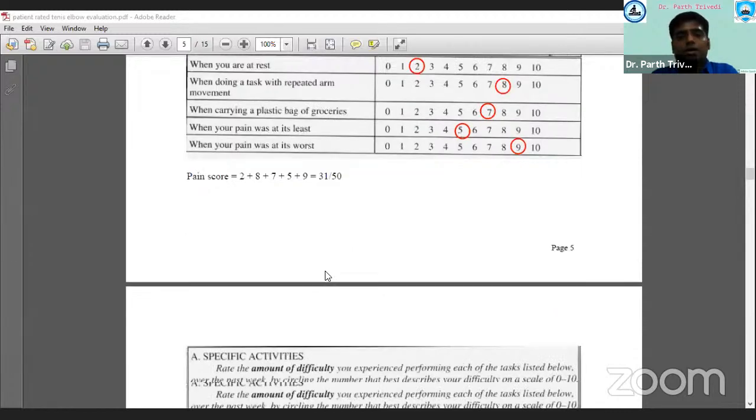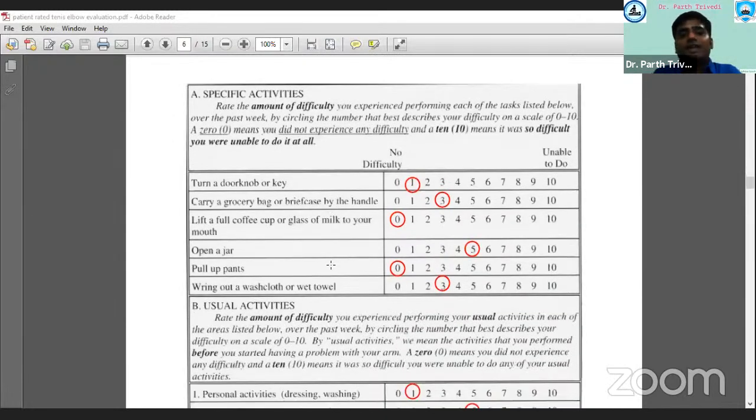So here you'll get a total. The activities are again divided into two: specific activities and usual activities. Like if you are turning a doorknob, carrying grocery bags, opening a jar, pulling up your pants, washing towels or wringing them out. What kind of difficulties are you facing? Please see, this is not pain. This is difficulty.